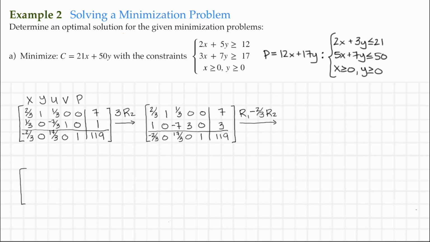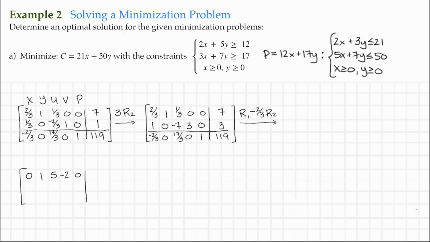1 times 2/3 is 2/3. 2/3 minus 2/3 is 0. 0, 0, carry the 1. Negative 7 times 2/3, that's negative 14/3. And 1/3 minus negative 14/3, or in other words, 1/3 plus 14/3 is 5. 3 times 2/3 is 2, and 0 minus 2, that's negative 2. 0, 0, and 0. Bring down our vertical line.